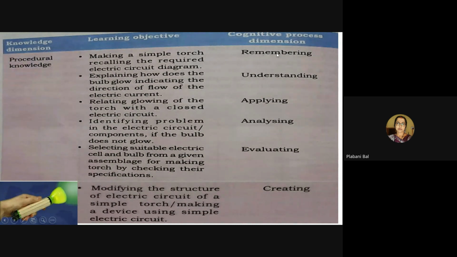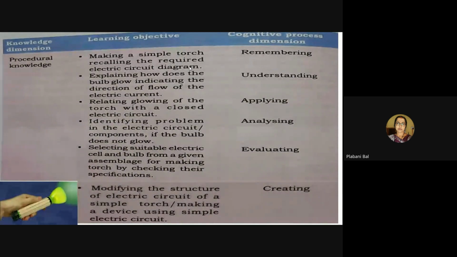And the third column represents the cognitive process dimension. So here, the first is the knowledge dimension and the second is the cognitive process dimension, and in the middle we have to fix our objective or decide our learning objectives. So let us take the example: making a simple torch, recalling the required electric circuit diagram.